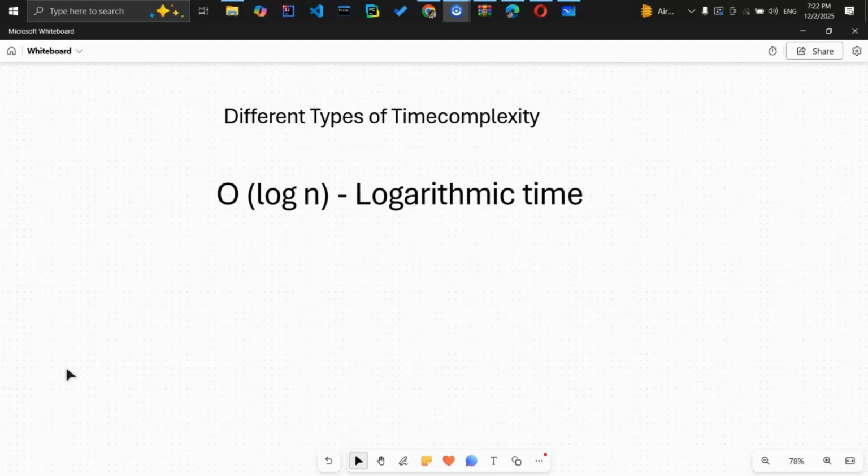Think of it like this. You have 128 pages. Instead of checking every page, you fold the search like this: 128, 64, 32, 16, 8, 4, 2, 1. Only 7 steps. That's logarithmic. Examples: binary search, searching in a sorted list by dividing into halves, many tree operations like BST search.